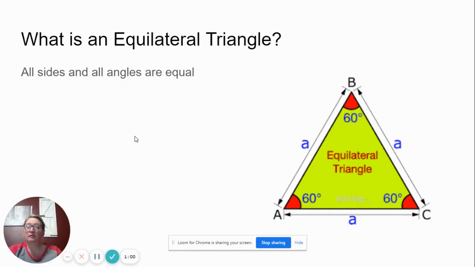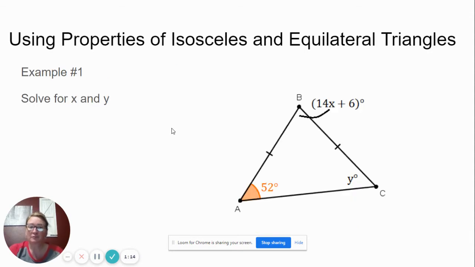What is an equilateral triangle? Well, it has "equal" in it, so all sides are equal, all angles are equal. Okay, so those are the two things you need to understand so that we can set things up and be able to solve them. So here is an example of something that you would see.